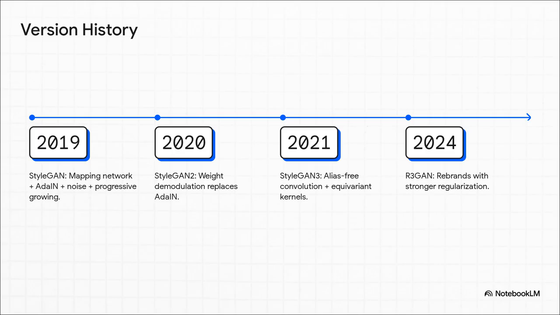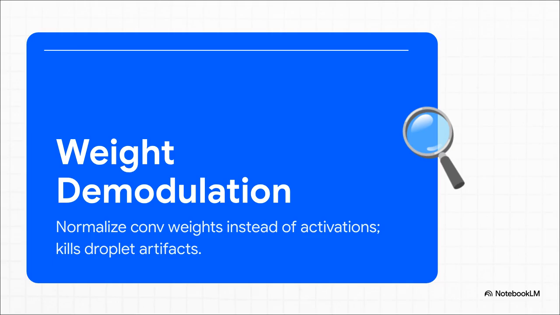As we trace this history, you'll see each version aggressively targeted a very specific visual flaw. For example, if you look at early StyleGAN1 images, they often had these weird, blobby water droplet artifacts hanging out in the background or right on the faces. This happened because the AdaIN process was actually zeroing out the mean of the feature maps. Well, version 2 cleverly fixed this by introducing weight demodulation. They started scaling the convolution weights themselves instead of the activations, and it instantly killed those droplet artifacts.